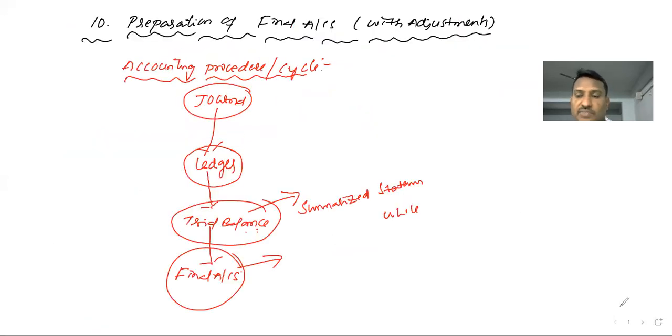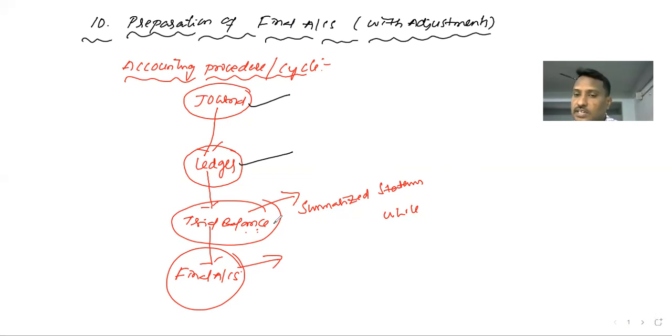Let me recap. Before I end the class, I will briefly explain what we discussed today. Accounting procedure and final accounts. In every business, every accountant has to follow some accounting procedure. The accounting cycle begins with the journal. Journal entries are posted into the ledger.